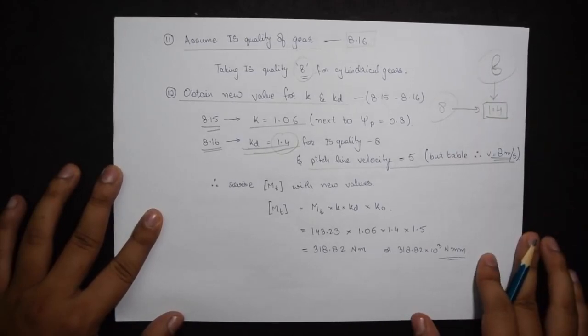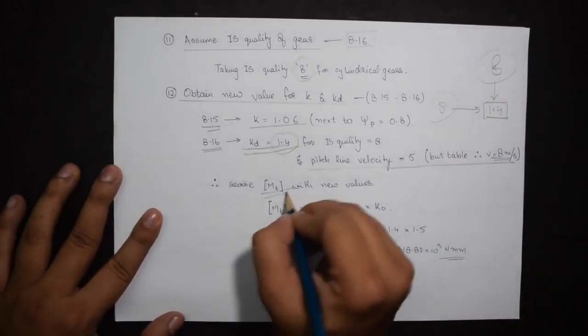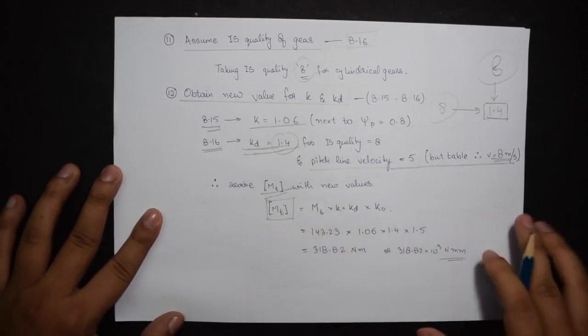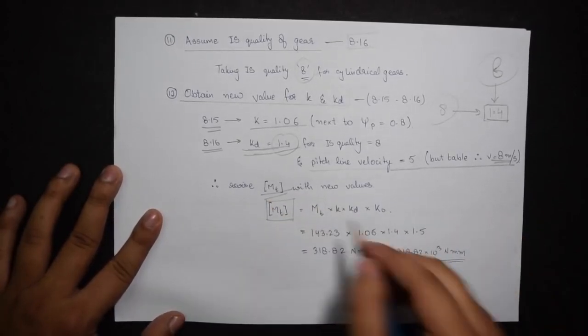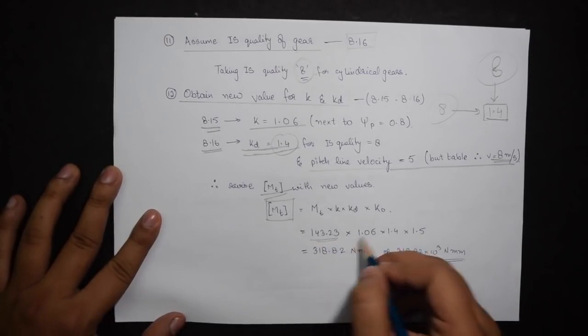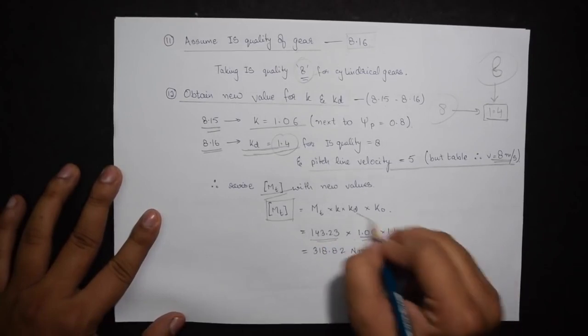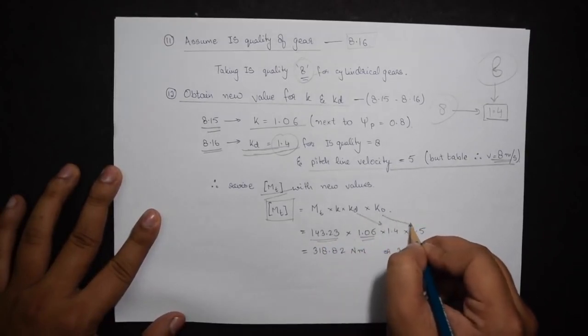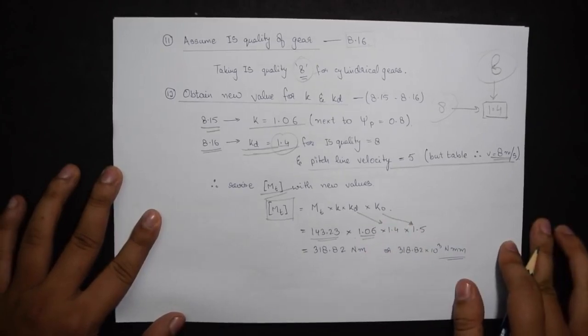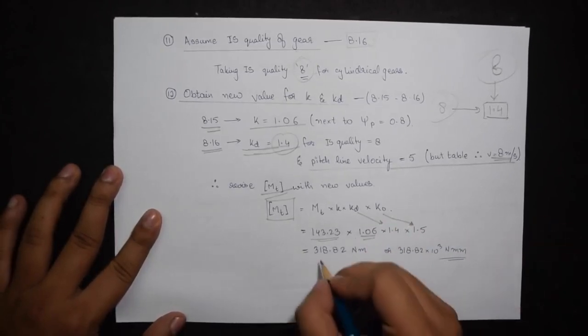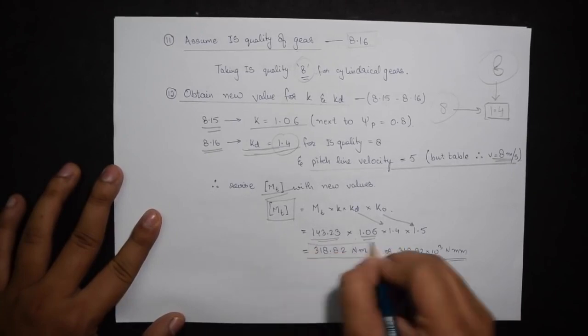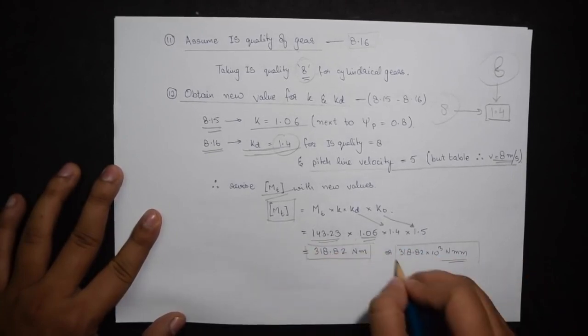Now let me revise the value of my design torque. So MT, as we know, is 143.23. K becomes 1.06, KD is 1.4, and K naught remains for shocking load condition as 1.5 only. So my new value becomes 318.82 Newton meters, or 318.82 into 10 to the power 3 Newton mm.